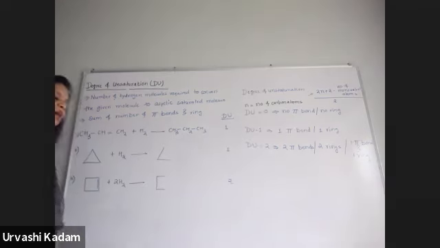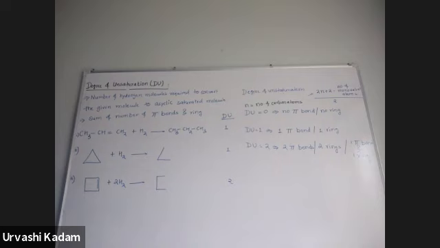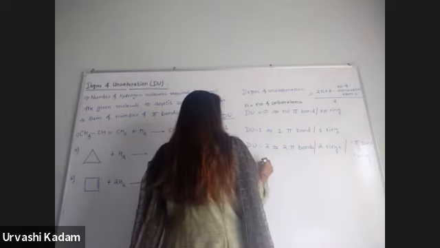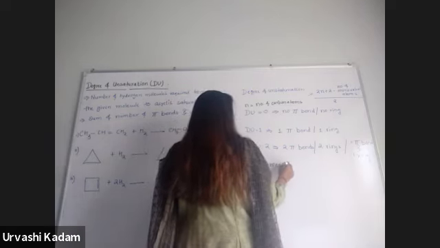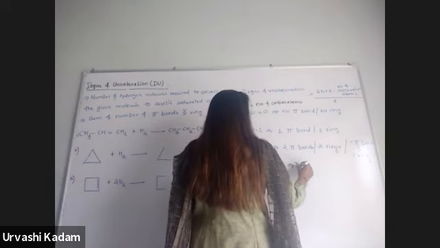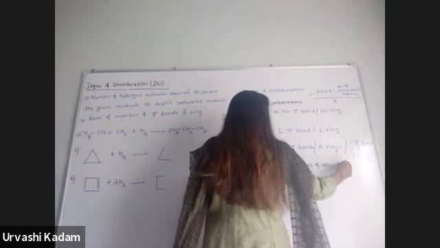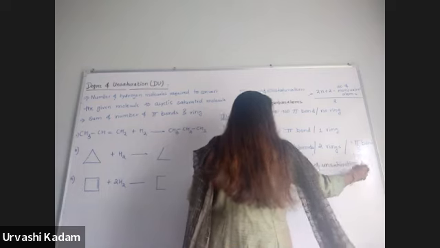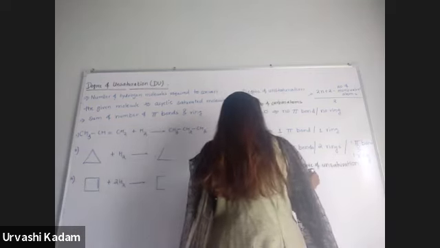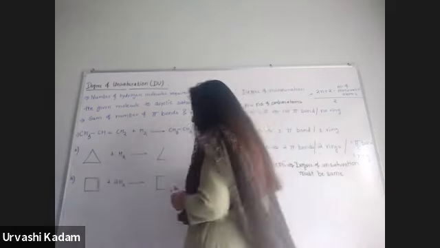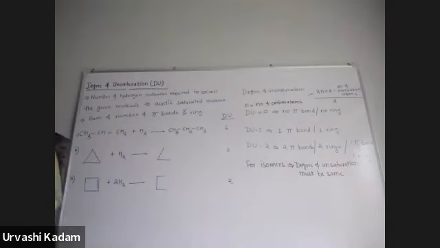So why are we learning it? Because when we are drawing different isomers, their DU is going to come same. For isomers, degree of unsaturation must be same. Compounds that are isomers of each other must have exactly the same degree of unsaturation.